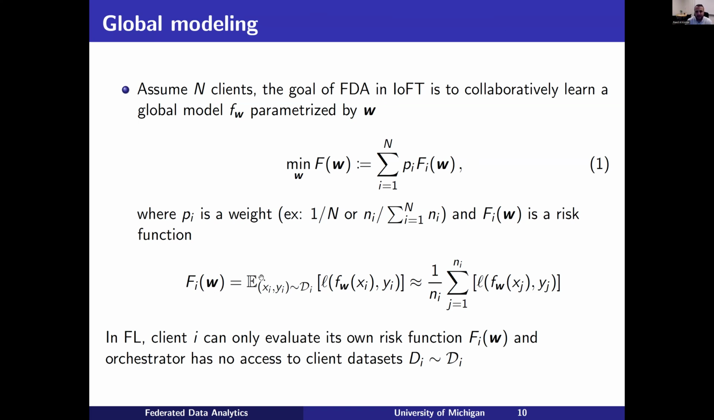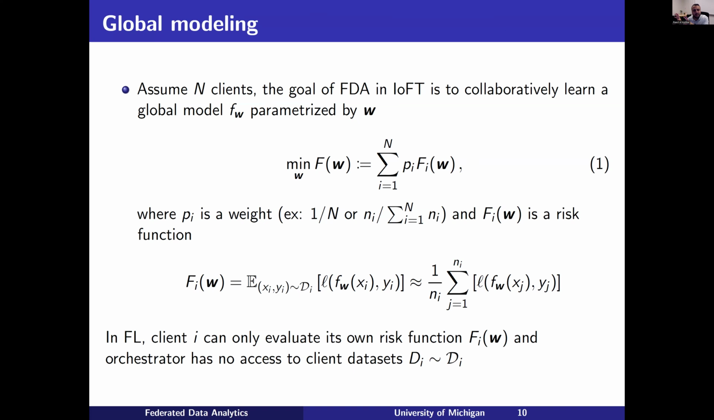And the risk function is a function where we take the expectation over the data of some loss function for the model. So the loss function, if f of w is doing a classification task, can be cross entropy, or for regression, mean squared error, and in reality, we do approximate our risk functions via the empirical risk, just the average over the data that we have. And the key challenge in federated learning is the clients cannot observe each other's risk because they do not observe the data from other clients.